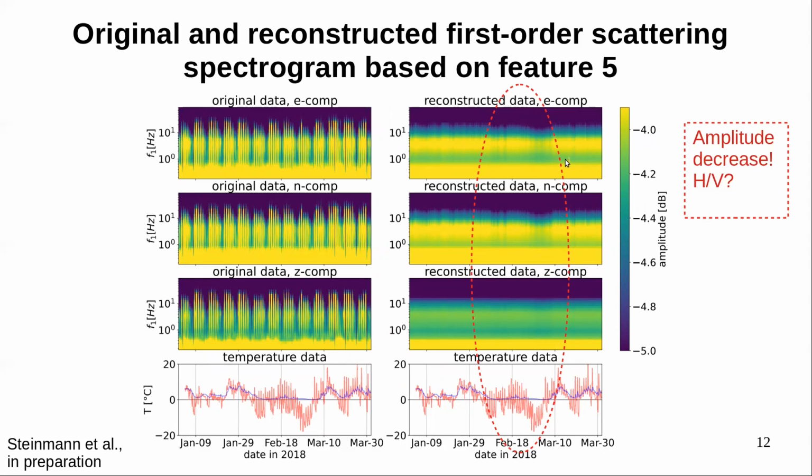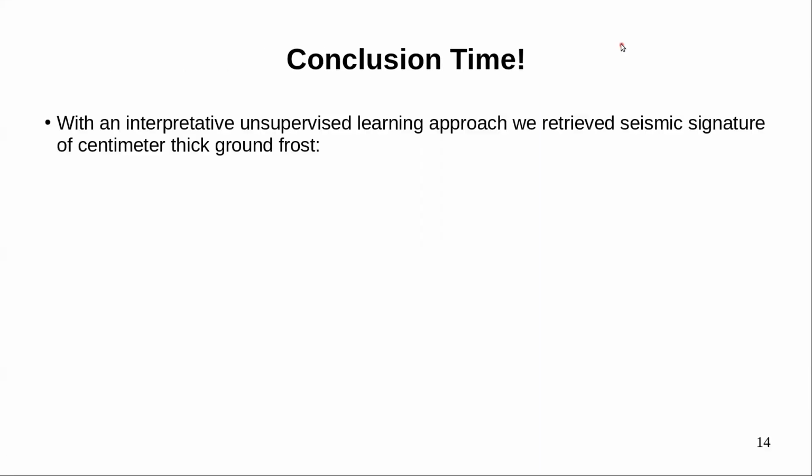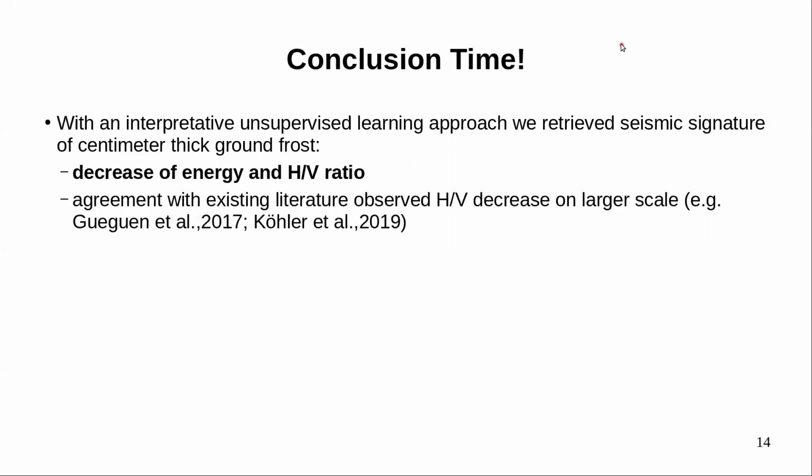And if we look at the H/V ratio, both the original and the reconstructed H/V ratio, we see now a decrease above 10 hertz in both data sets, corresponding with this cold period at the end of February, but we also see something at the beginning of February. Okay, to sum up everything, so we retrieved the seismic signature of the centimeter thick ground frost with an interpretive unsupervised learning approach. And the signature was the decrease of energy and H/V ratio, especially in the high frequency domain. And this is in agreement with existing literature, which observed already H/V decreases, but on a larger scale, so on scales of permafrost.